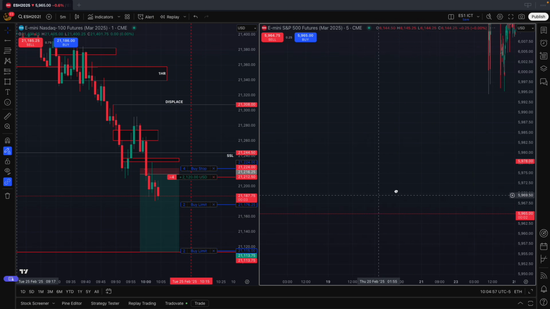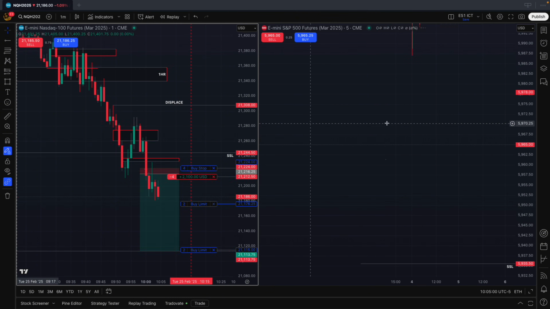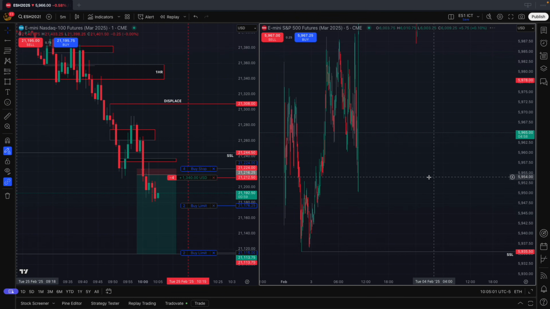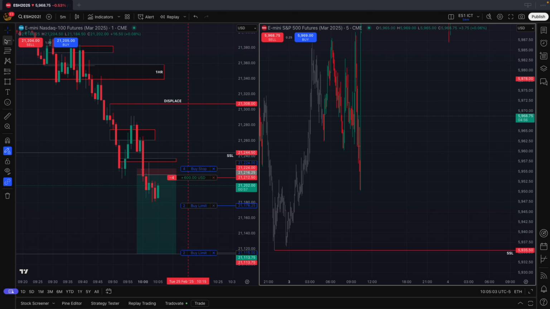Take a look at the 5 minute on ES, because we could have a bullish SMT if that 5's been taken. Right, so final TP on ES is this point.